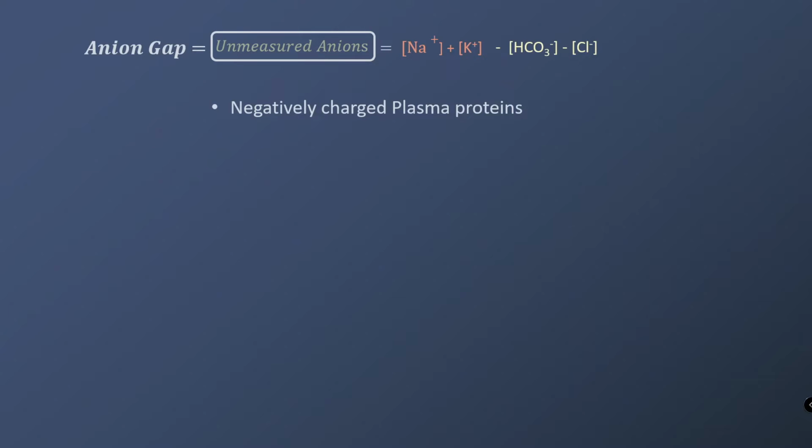We have many proteins including albumin that is negatively charged. Why is it negatively charged? Because it has some terminals, some amino terminals that are negatively charged. That is very easy to understand, right? I won't go into details. So negatively charged plasma proteins, for example, albumin.